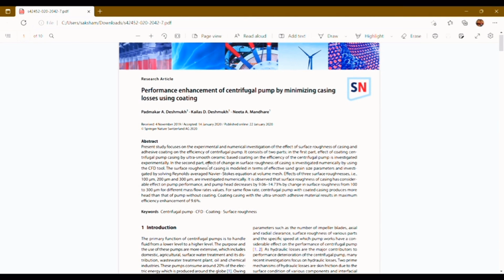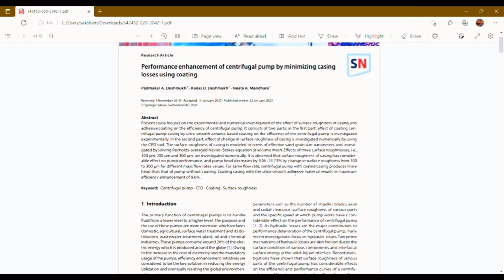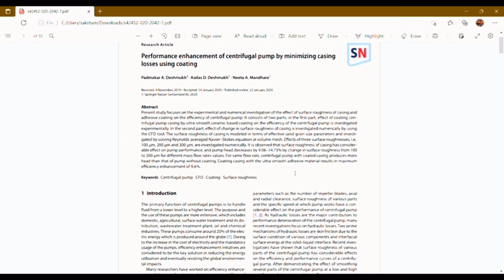Myself Saksham Verma, 2K20 ME240. I'm here to present my views on the research article Performance Enhancement of Centrifugal Pump by minimizing casing losses using coating. The main abstract of this article is to focus on the experimental and numerical investigation of the effects of surface roughness of casing and adhesive coating on the efficiency of centrifugal pump.